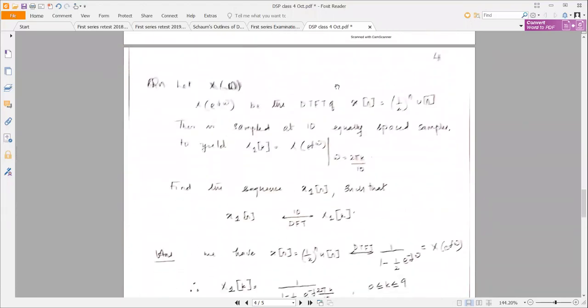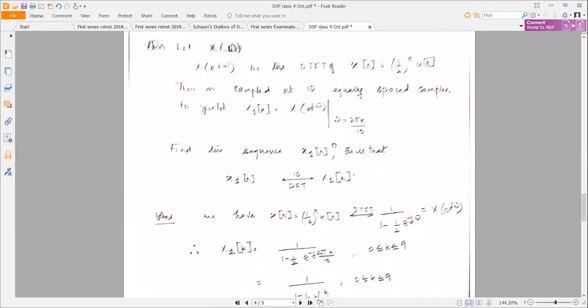So we'll move on to the next question. It has not been digitized very well, but I think it's readable. Let X of e power j omega be the DTFT of x of n equal to 1 by 2 the whole raised to n into u of n. Now this is sampled at 10 equally spaced samples. So we are going to sample X of e power j omega at 10 equally spaced samples to yield, and we will call the samples X1 of k. So X1 of k is equal to X of e power j omega, where omega is equal to 2 pi k by 10.